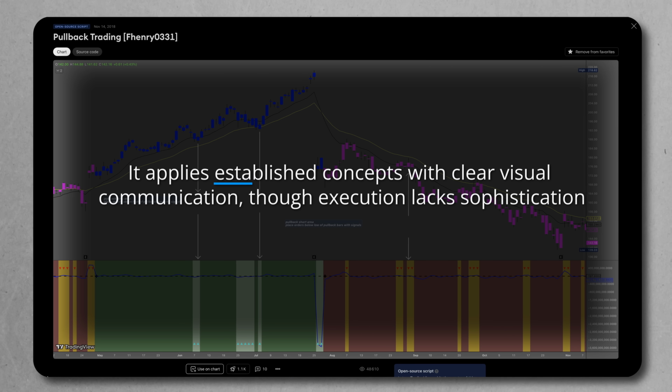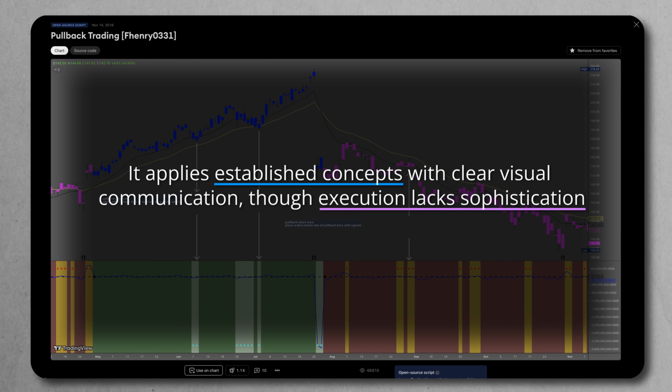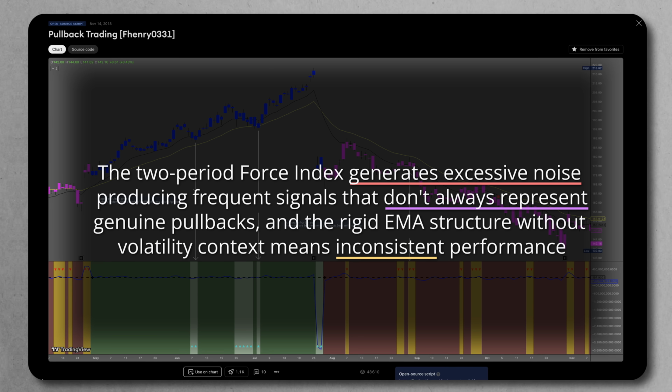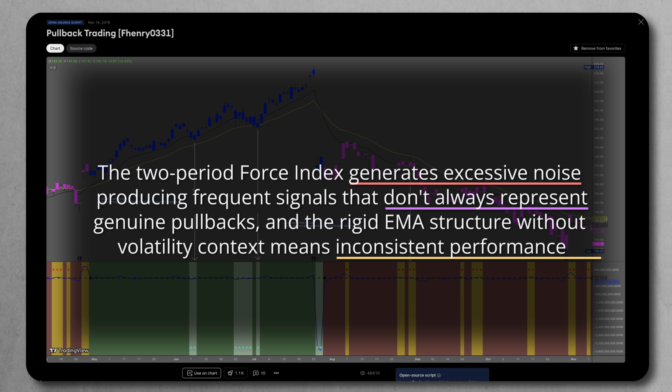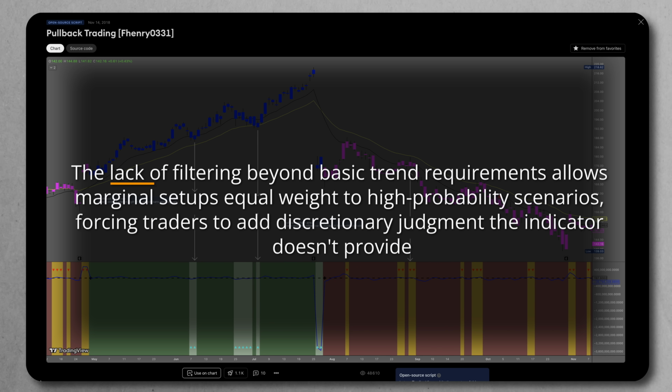It applies established concepts with clear visual communication, though execution lacks sophistication. The 2-period force index generates excessive noise, producing frequent signals that don't always represent genuine pullbacks, and the rigid EMA structure without volatility context means inconsistent performance across different market conditions. The lack of filtering beyond basic trend requirements allows marginal setups equal weight to high-probability scenarios, forcing traders to add discretionary judgment the indicator doesn't provide.